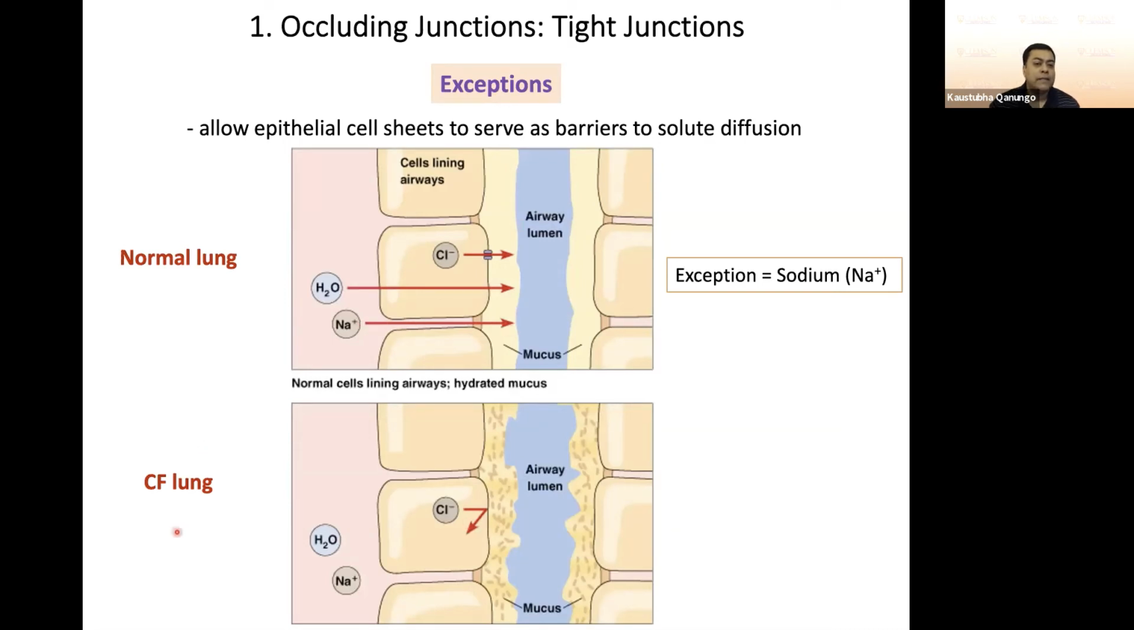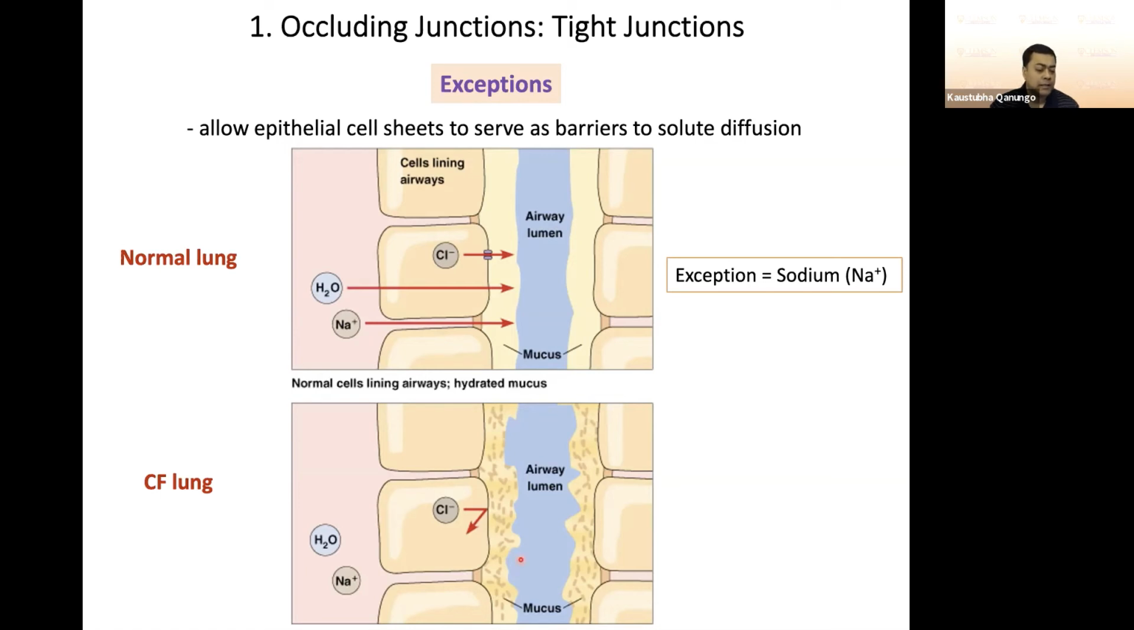So what happens in a CF lung when there is an absence or defective CFTR? All the chlorides are occluded inside the cell. They will not be able to move out. No sodium will be pulled into this area. No water will be pulled into the airway lumen, which will cause a very thick mucus.